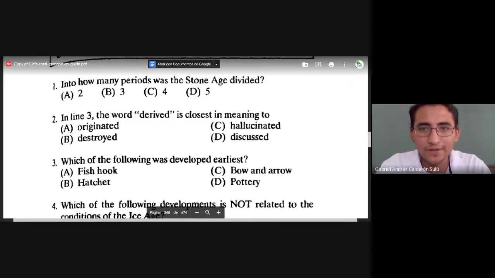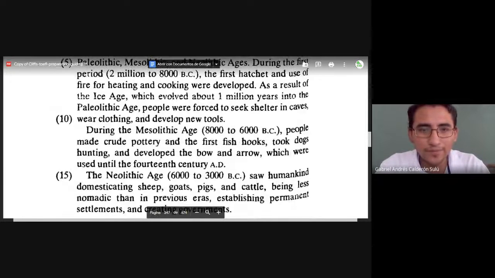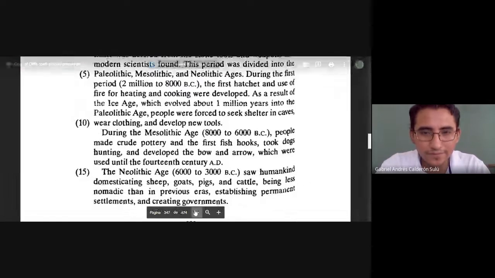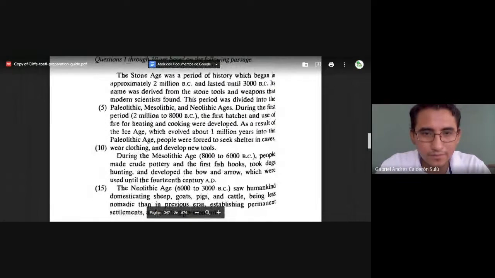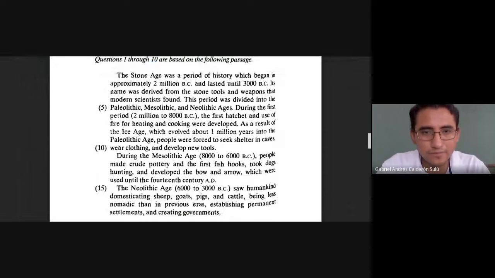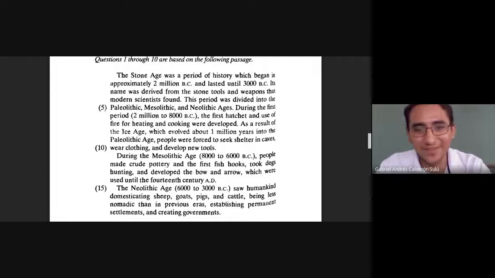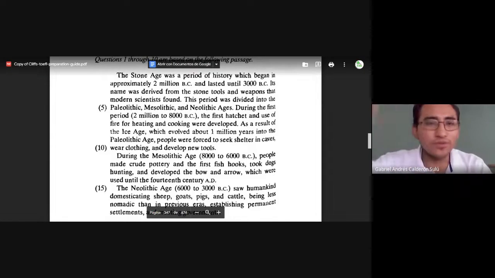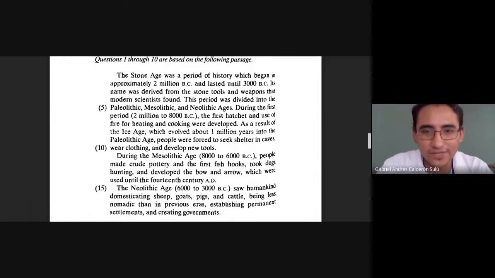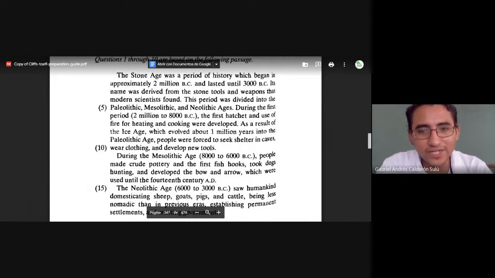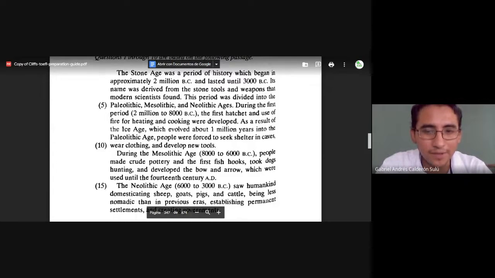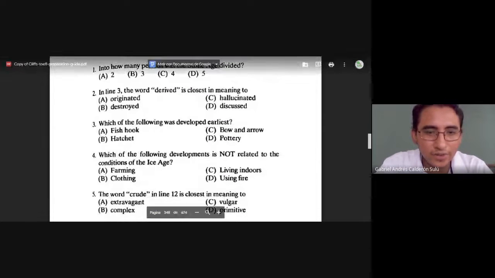Okay. Ready? Go. I have the answer. It's the hatchet. Very good. So you don't need to continue reading. You see the first thing during the first period, the first hatchet and use of fire for hitting was developed. That's it. You got the question.